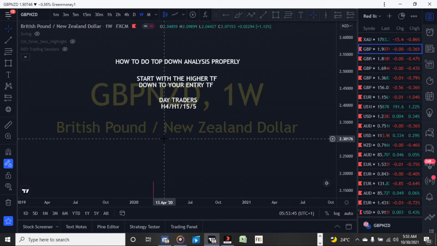Which means if you want to do proper top-down analysis, you have to start with the higher time frames down to your entry time frame. As a day trader, you just need the 4 hour, the 1 hour, the 15 minutes, or the 5 minutes for your entries. You still use the 4 hour for directional bias, the H1 for market structure or price behavior, and the 15 minutes for your entries. You know the candlestick patterns you look out for when you want to enter a trade.